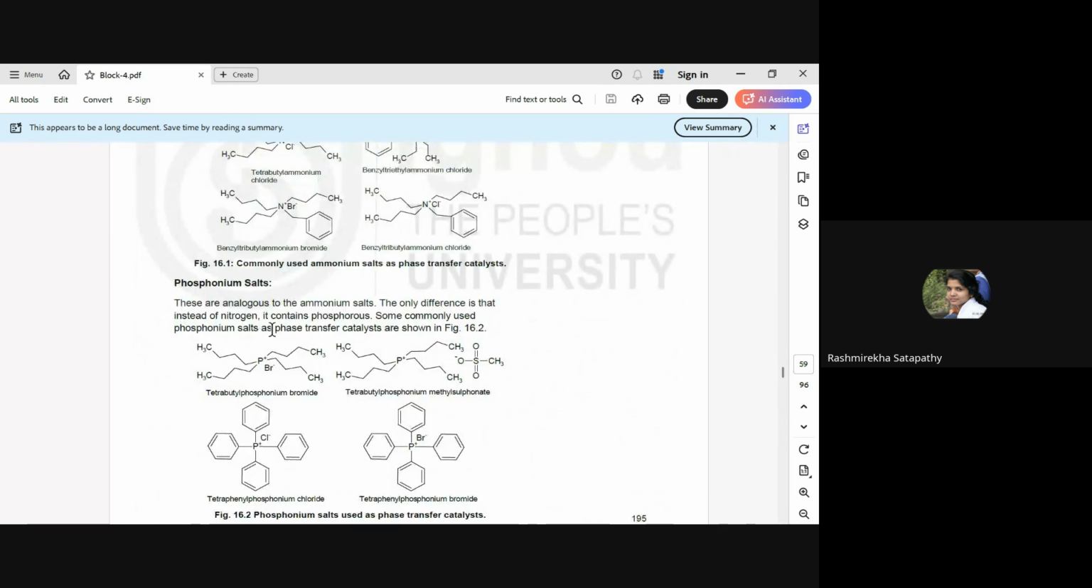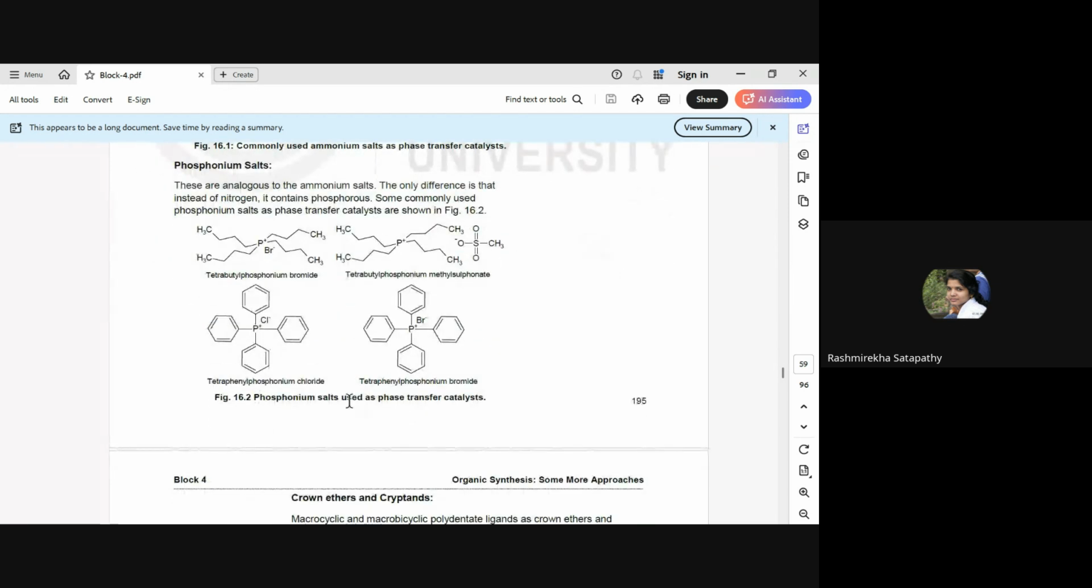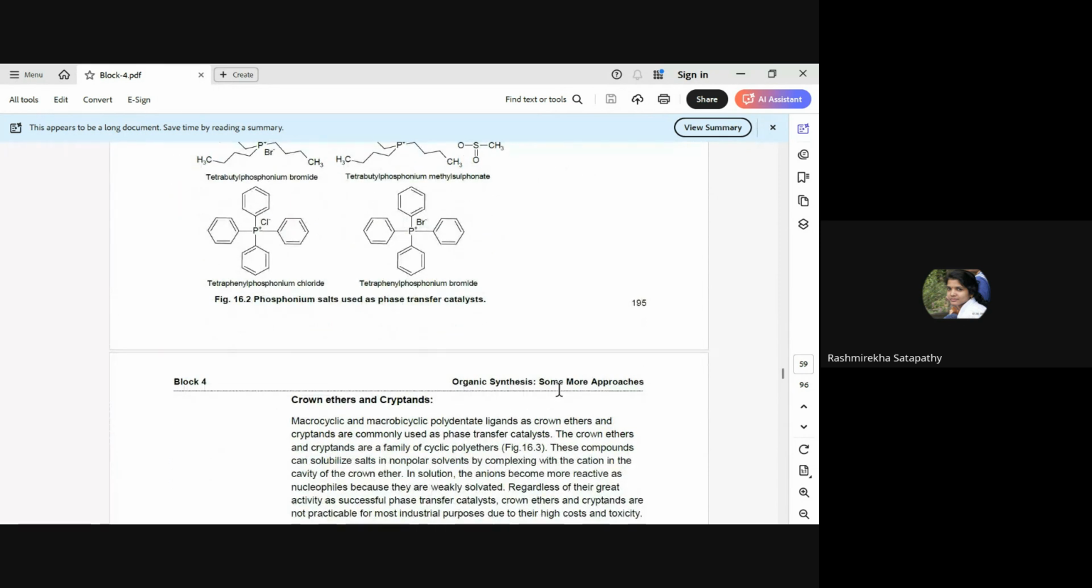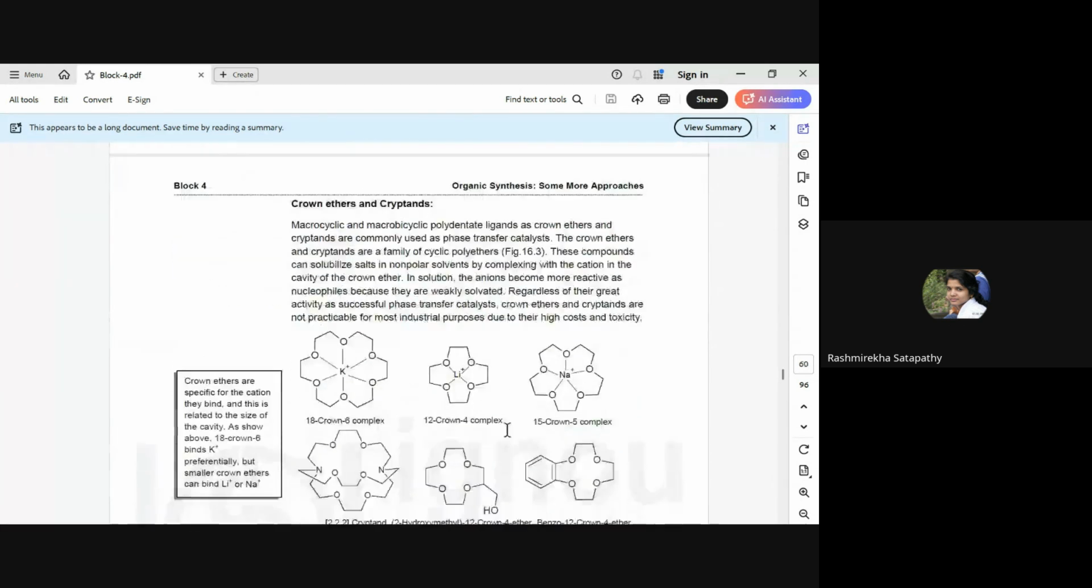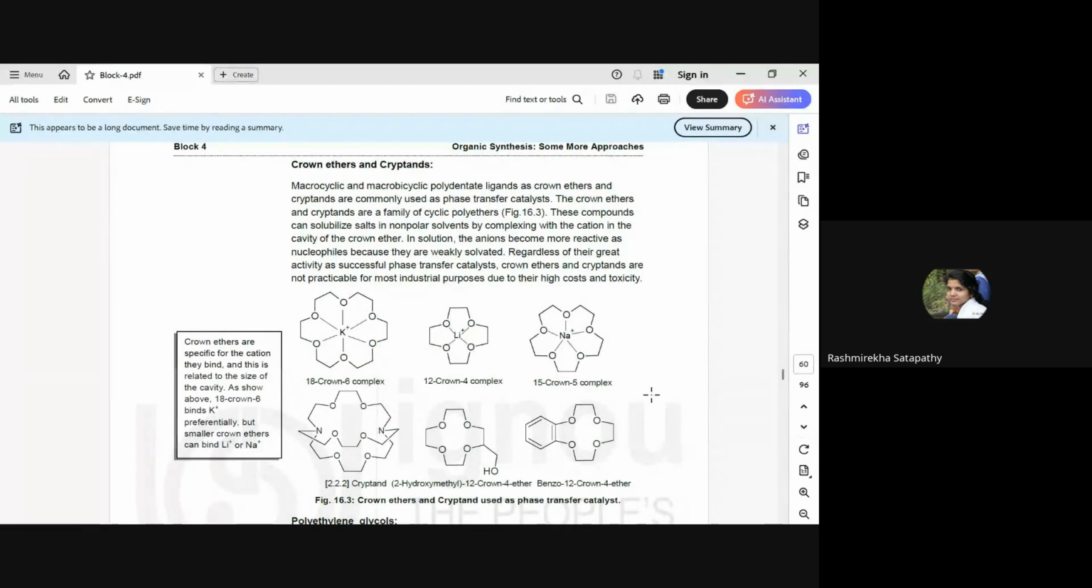Phosphonium salts are analogous to the ammonium salts. The only difference is that instead of nitrogen, they contain phosphorus. These are also ammonium salts: tetraphenyl phosphonium bromide, tetraphenyl phosphonium chloride. Then crown ethers and cryptands.